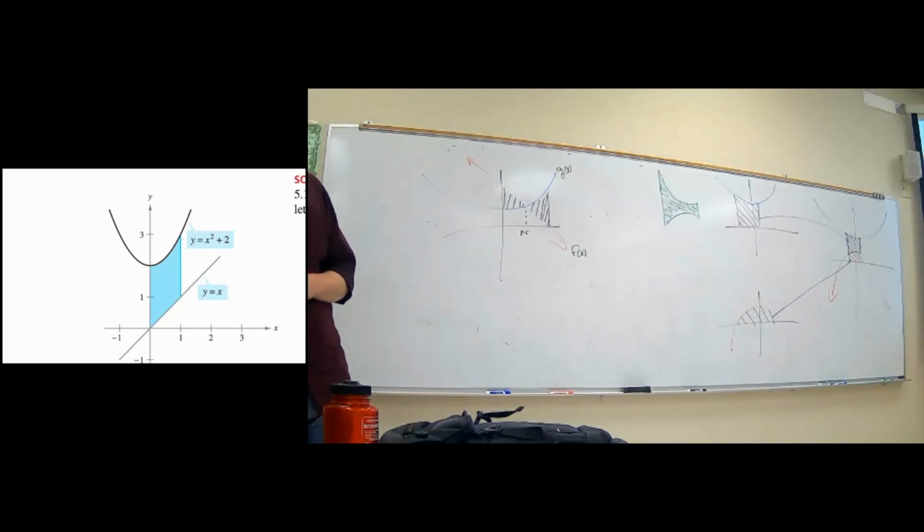So we can integrate this thing to find the area, right? You say first, take your function x squared plus 2 and subtract from it x. Then integrate from 0 to 1.